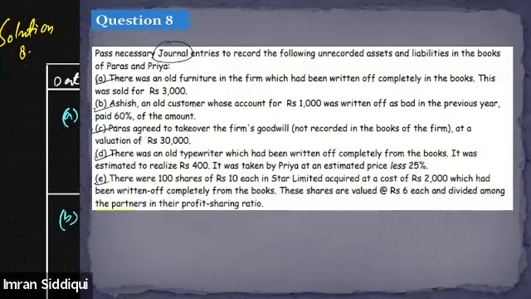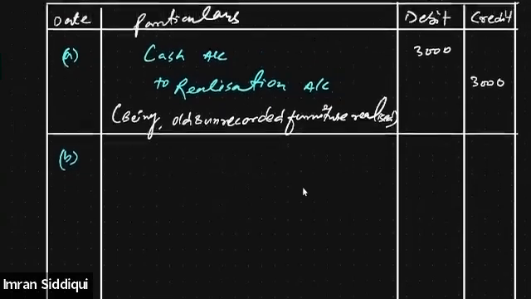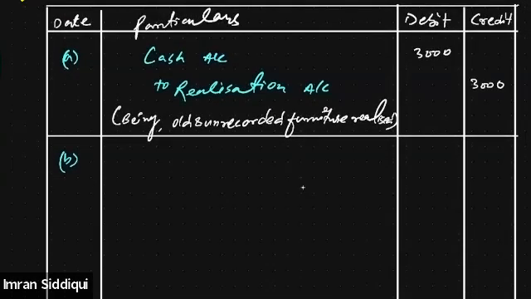All right, let me show you the journal entry for the second adjustment. It says Ashish, an old customer whose account for rupees 1000 was written off as bad debt in the previous year, paid 60% of that amount. So the journal entry for this will be, since bad debt which was earlier written off is being realized, cash account will be debited again. Cash account debit to realization account. Is that right, everyone? Everybody did the same thing.